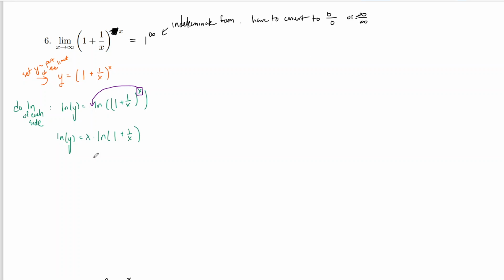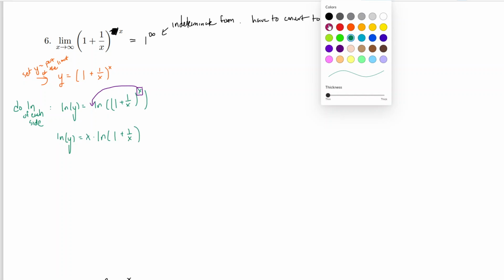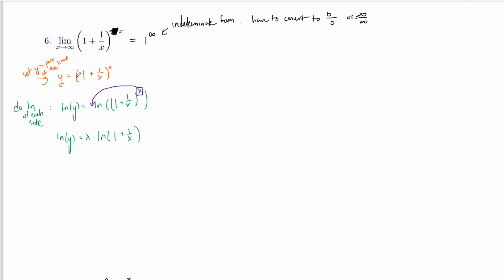All right, so we've got that. We've gotten rid of the exponent. We don't have a fraction yet, but I want to go ahead and just pause for a second and think about what if we tried to do the limit here. So now we want to try to do the limit. Let me actually write an arrow from here. We want to try to do the limit as x goes to infinity of each side.